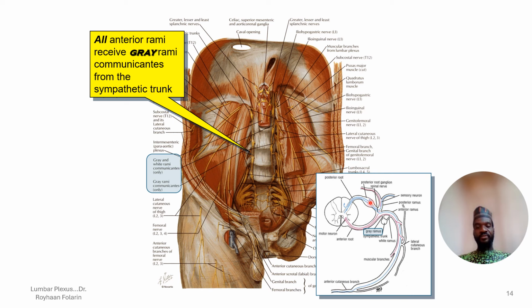So here, after you have the posterior root ganglion, so you have the ganglions and the posterior root usually. After the ganglion is formed, the nerve fiber continues, and then the spinal nerve is formed at this point, where you have the anterior root meeting with the posterior root. So at this point, there is decussation.